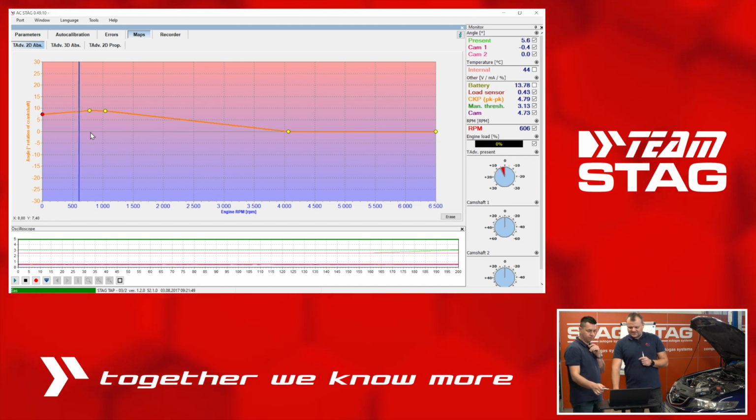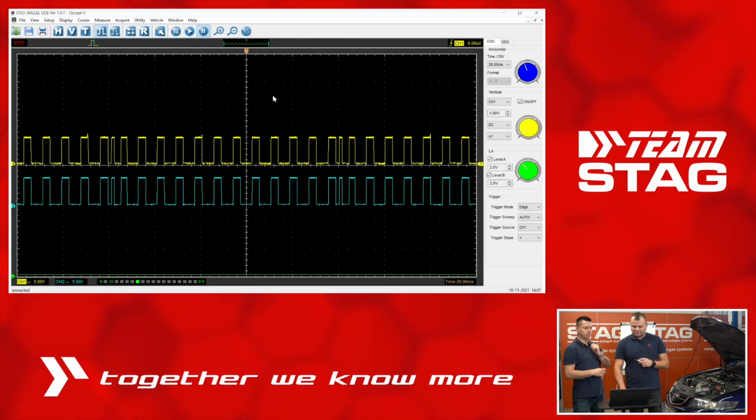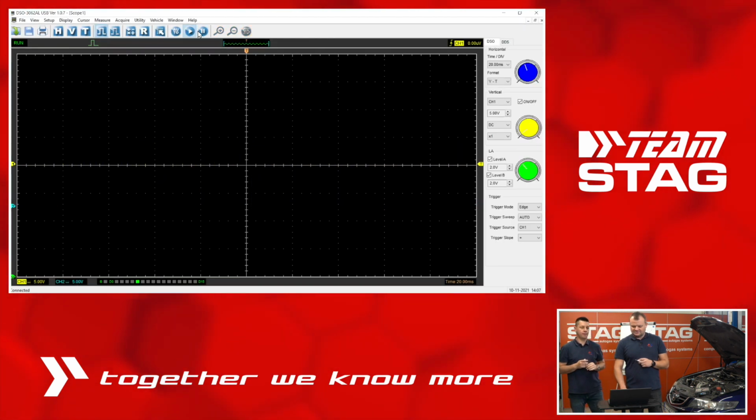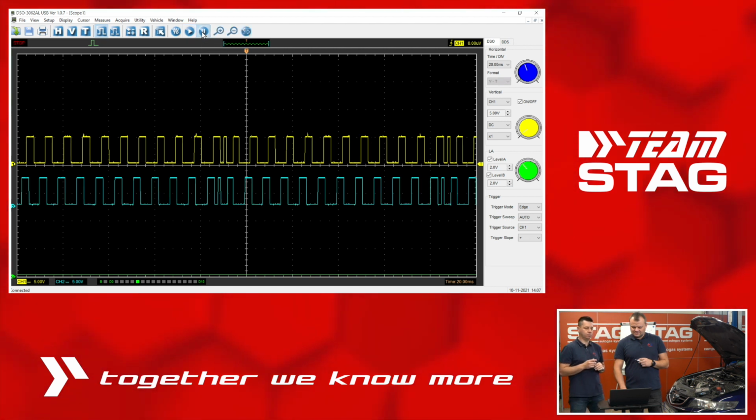Let's see what is happening with the angle. TAP is now moving the angle around 9 degrees. Yes, so we can see all the confirmation on the gauge here, and you should see it on the oscilloscope. Let's run the signal and watch what is happening here.